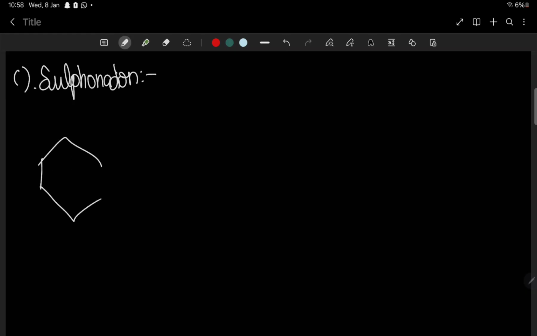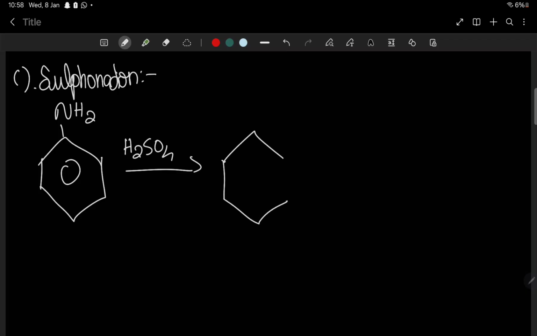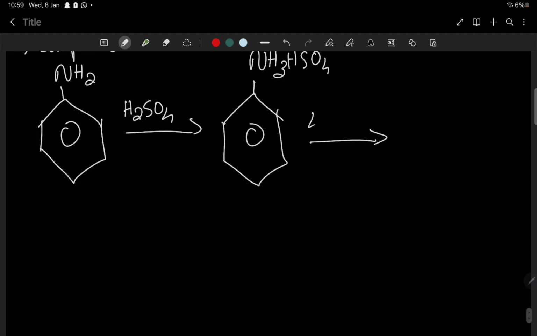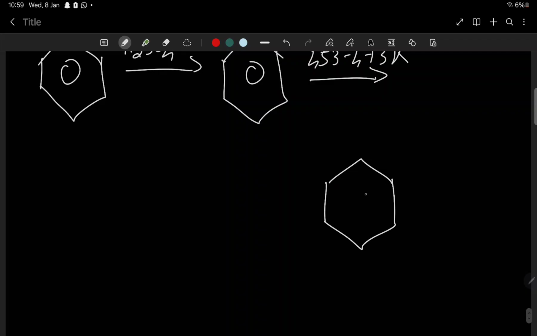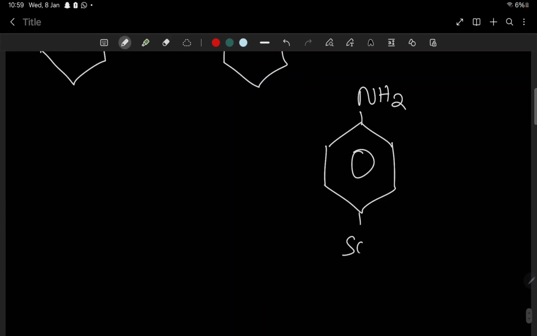Take aniline and H2SO4. As H2SO4 is an acid, here acid-base salt formation happens, that is NH3+ HSO4−, a salt is formed: anilinium hydrogen sulfate. Heat this at 450 to 470 Kelvin. You get sulfanilic acid. That is, at para position, you get sulfanilic acid, that is SO3H.